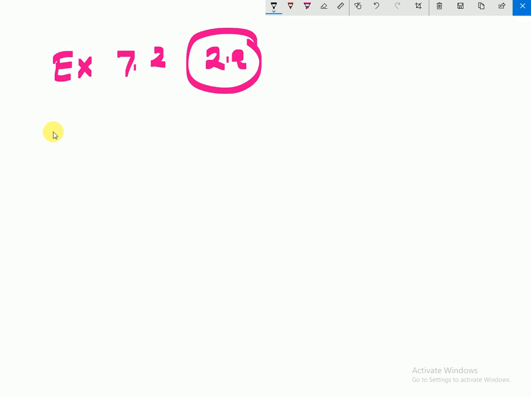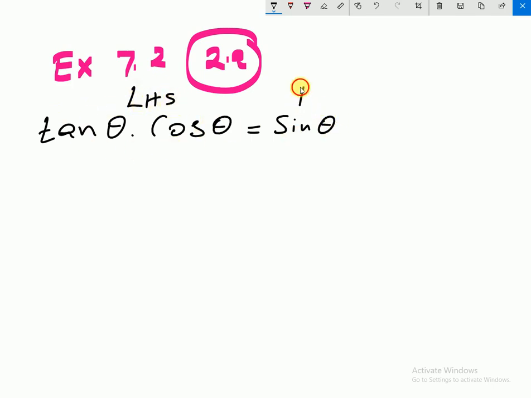It says we should prove that tan theta multiplied by cos theta equals sine theta. We call this one the left hand side and this one the right hand side. Which one is the complicated side, the difficult one? I hope you can choose the left hand side, which is tan theta multiplied by cos theta.